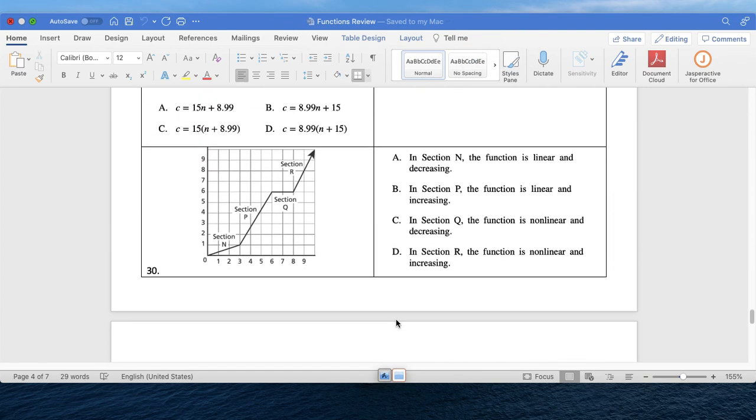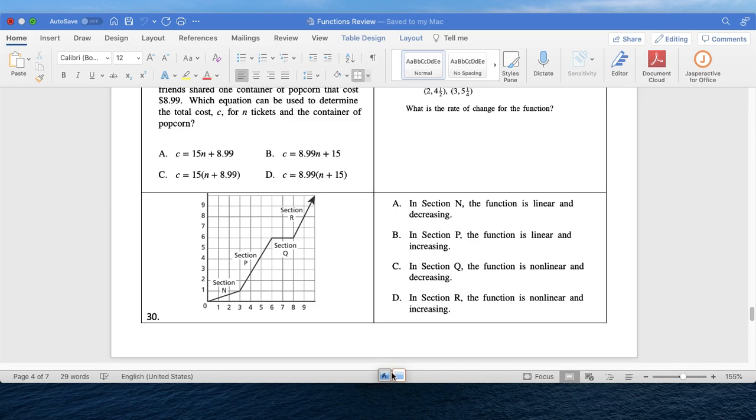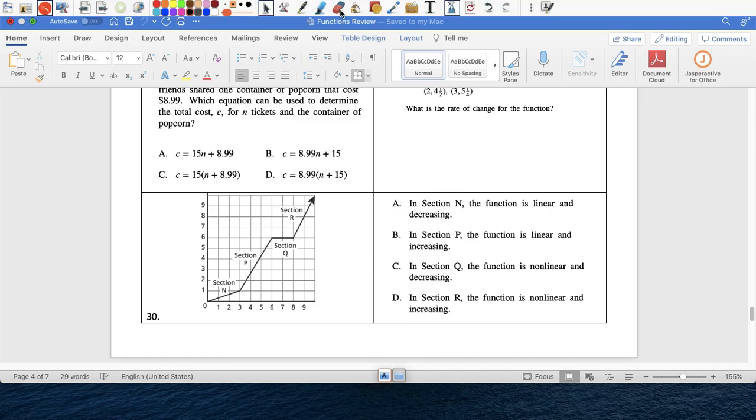Maybe this is too easy. 30. We have something happening here. So the first section is increasing a little, and then it increases a lot, right? The slope is much bigger, and then it stays constant, and then increases again.